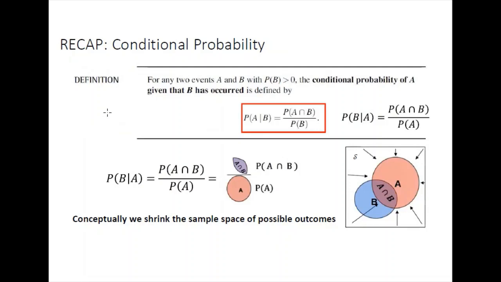You remember that in section 2.4 we talked about conditional probability. For any two events A and B with probability of B greater than 0, the conditional probability of A given that B has occurred previously is defined by the probability of A and B both occurring divided by the probability of B, the conditional part.